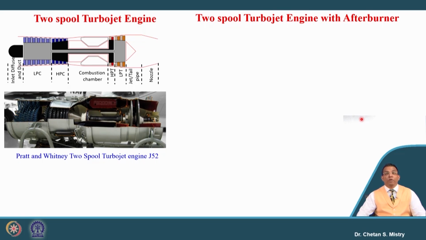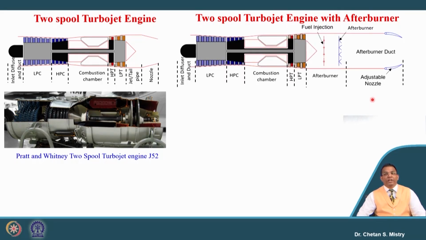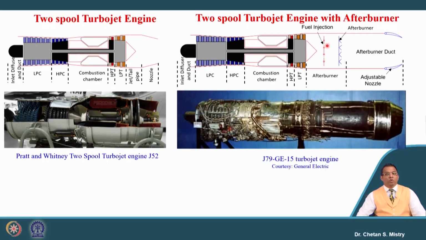Later on, people were looking for special requirements. They wanted to fly the aircraft at supersonic speed, which is Mach more than 0.8, and for that configuration, as we have discussed, they incorporated the afterburner. We discussed in detail the construction of the afterburner, and then the cycle analysis with and without the afterburner in operation. This is the J79 GE engine, which is with afterburner.